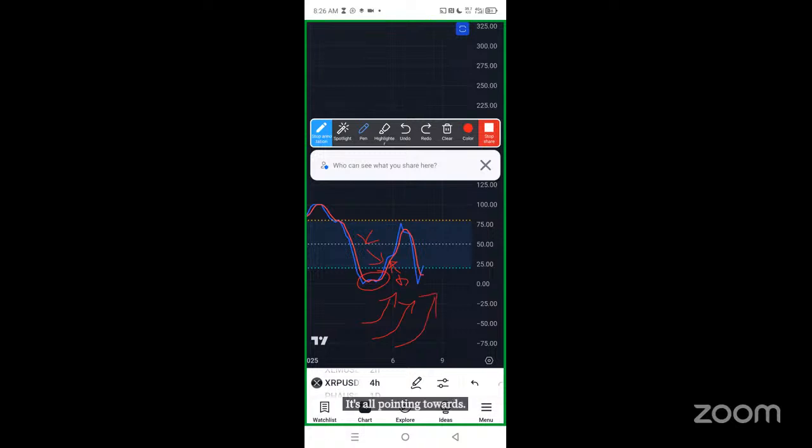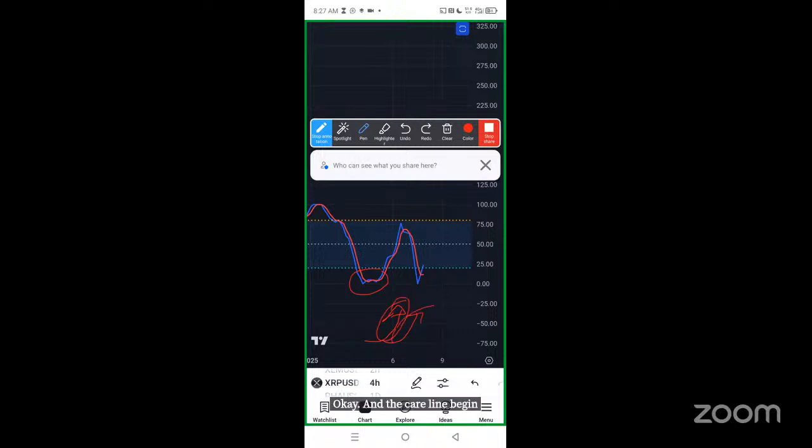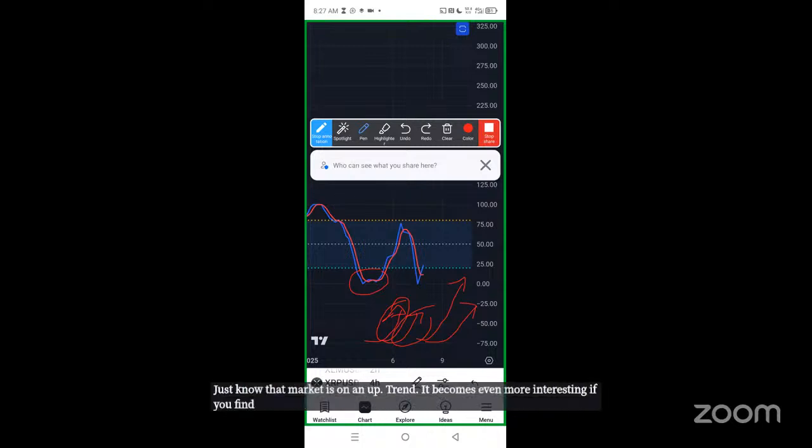So for you to enter the market, you have to wait for a crossover to happen, where the K line crosses over the red line and points upward, okay? And the K line begins running above the red line, just know that the market is on an uptrend. It becomes even more interesting if you find this crossover within the oversold region.